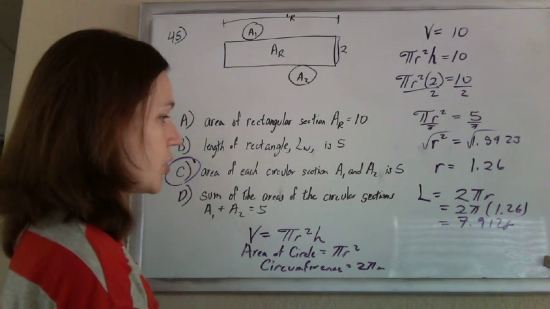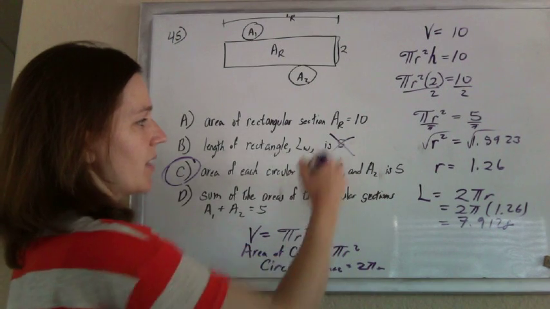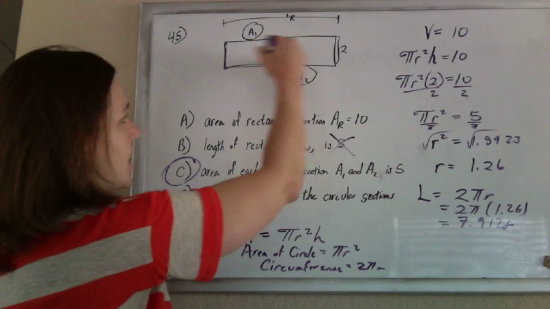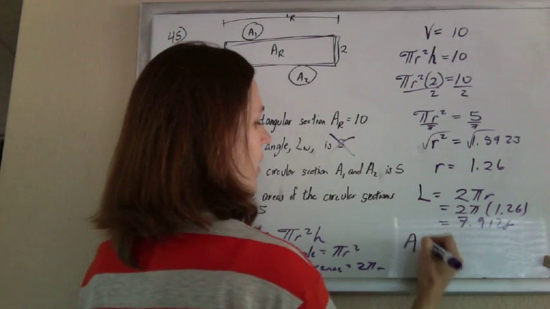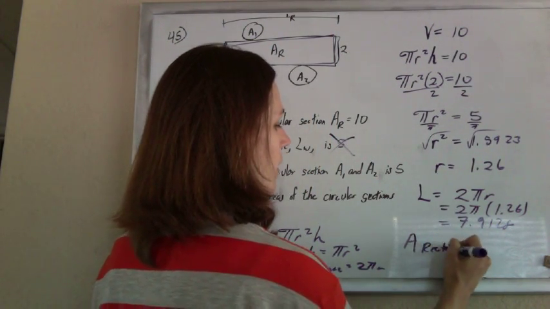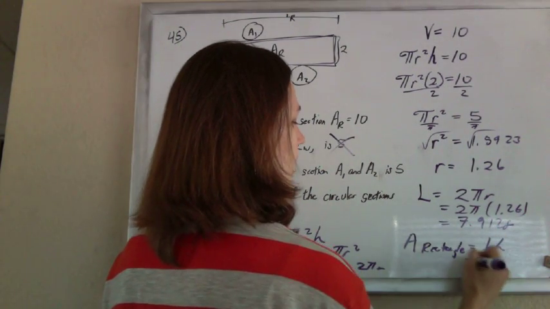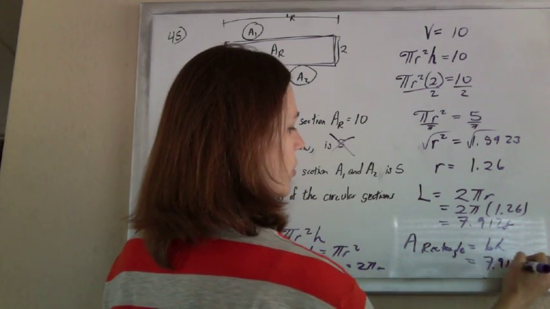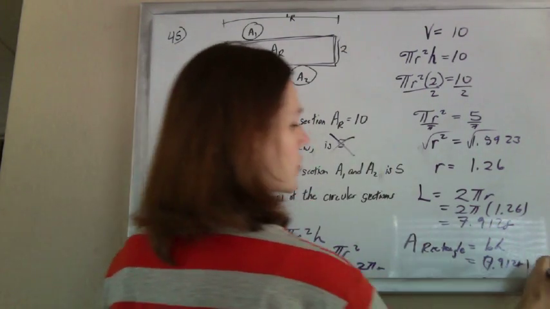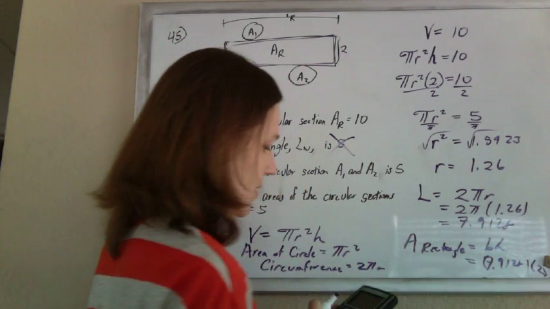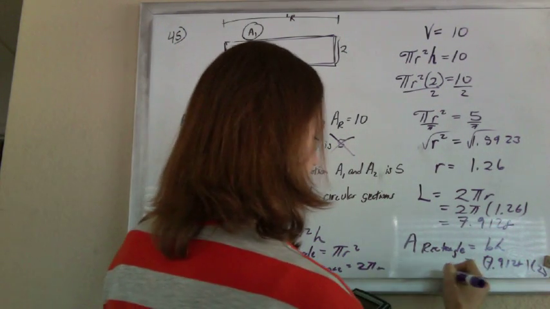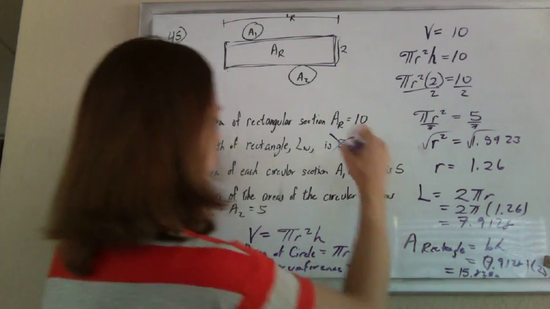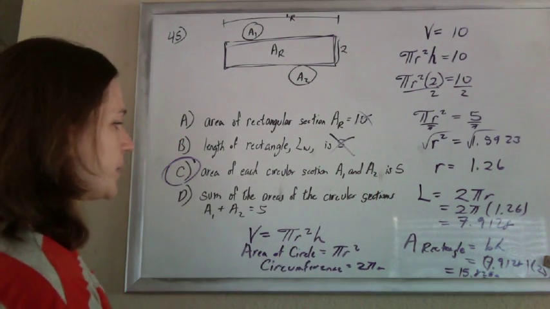And that's interesting, right? See here, it's not 5. If we were curious about the area of this rectangular section, well, we know that the area of a rectangle is supposed to be base times height. So the base of my rectangle is that length, 7.9128, and the height of my rectangle is 2. So if I just take the 7.9128 times 2, I get that the area of the rectangle is actually 15.8256, not the 10 that they are claiming.